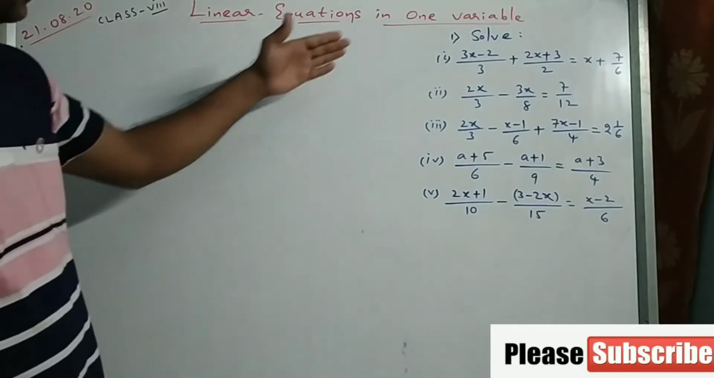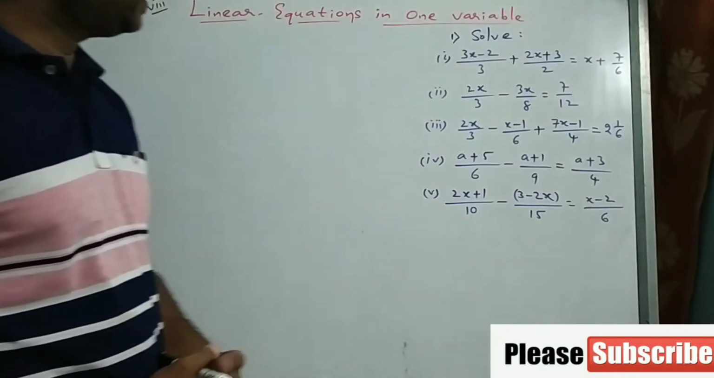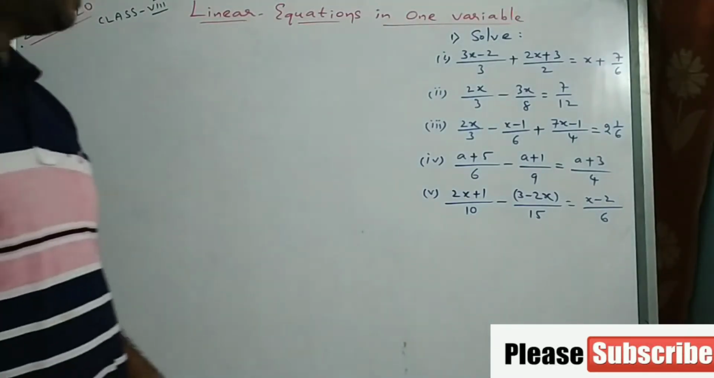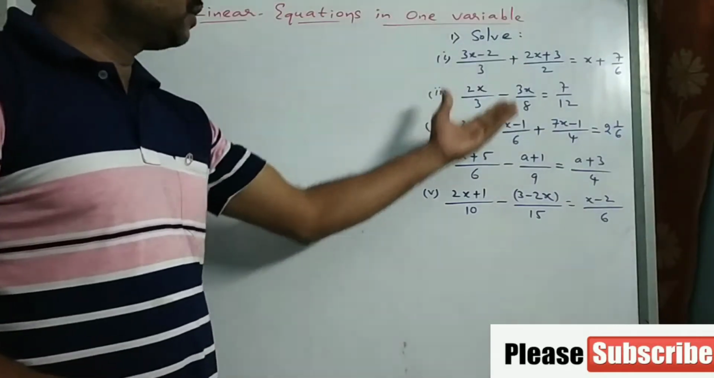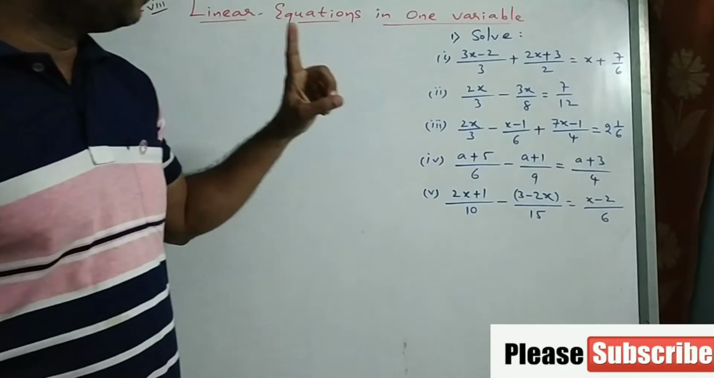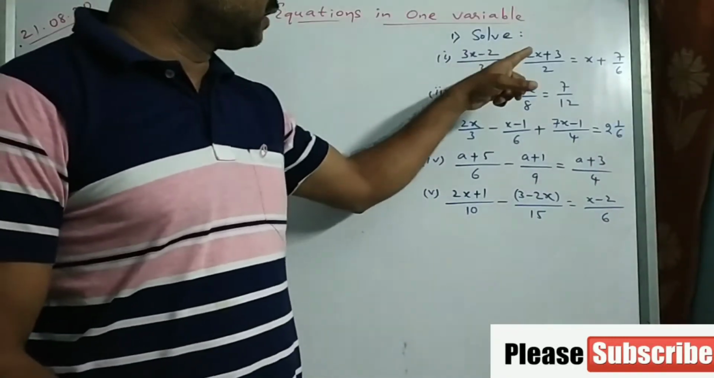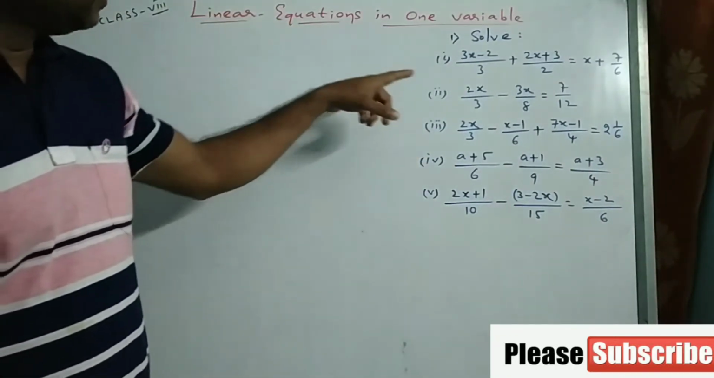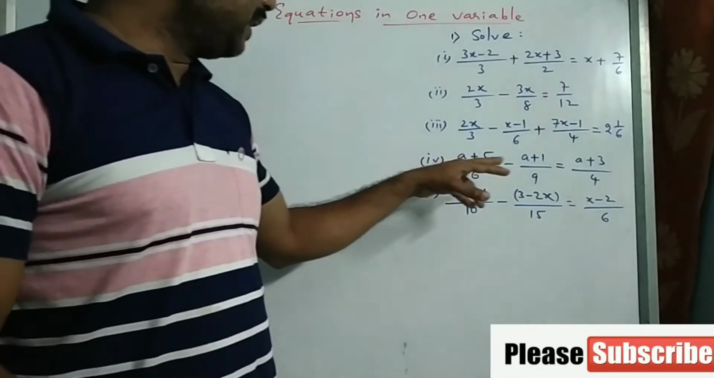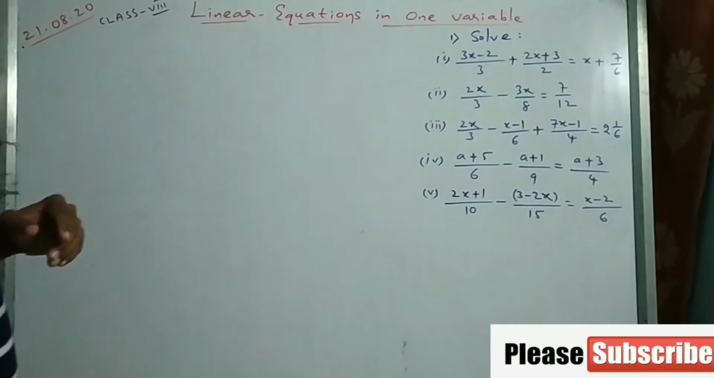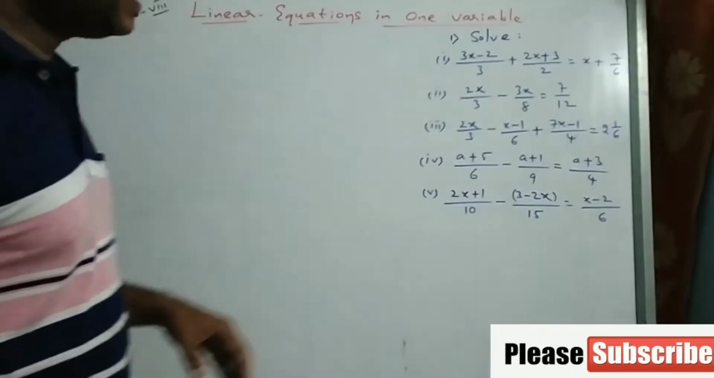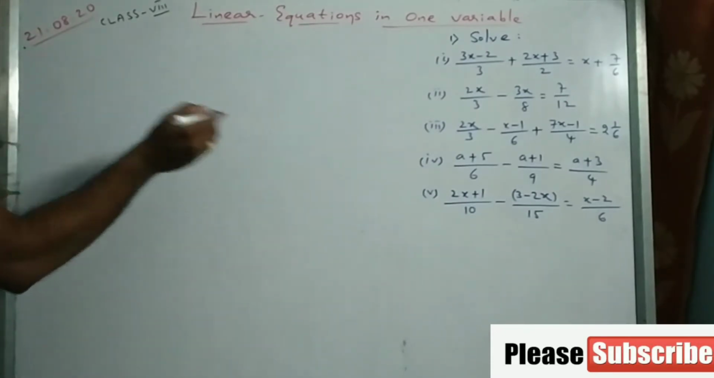Today look at these problems. Yesterday I told you how to solve a linear equation in one variable. Let us look at these problems. In every problem there is one variable, the same variable. So in the first problem x is the variable, second x, third x, fourth a, fifth x. So solving means we have to find the values of x in every problem, okay, except fourth.